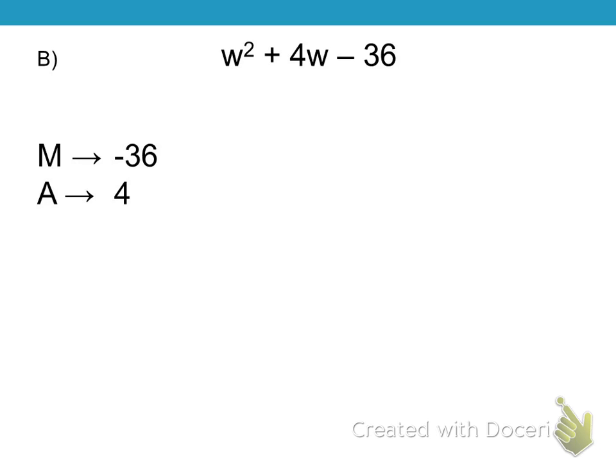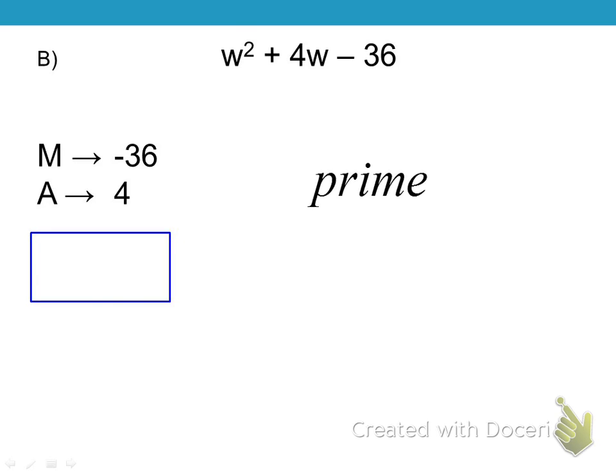All right, let's start talking them out. 1 and 36. 2 and 18. 3 and 12. 4 and 9. No. 5 doesn't go into it. 6 and 6. No. That's it. It's prime. You're right. Who said that?